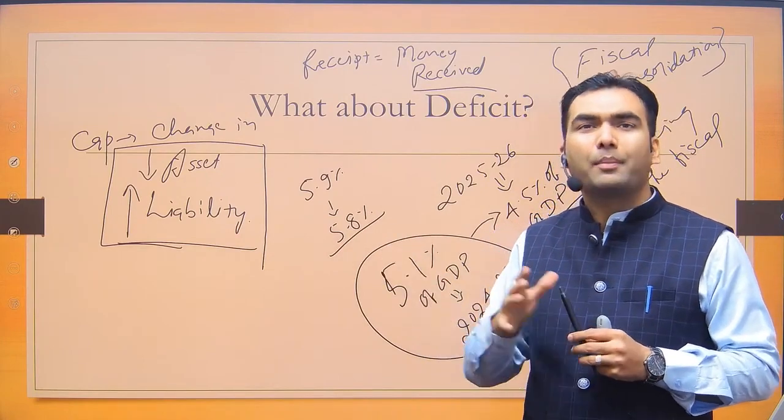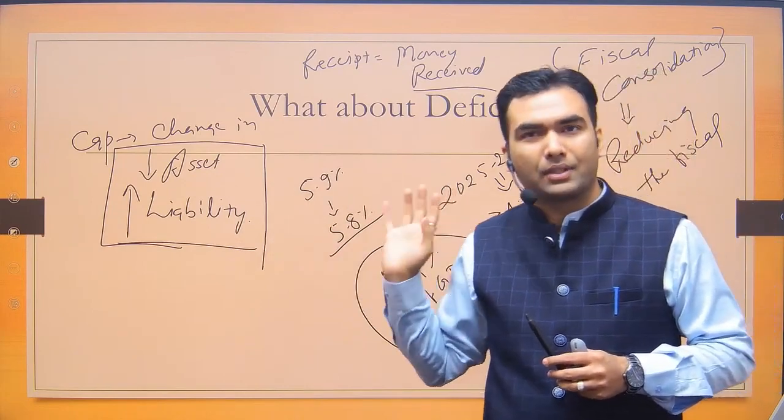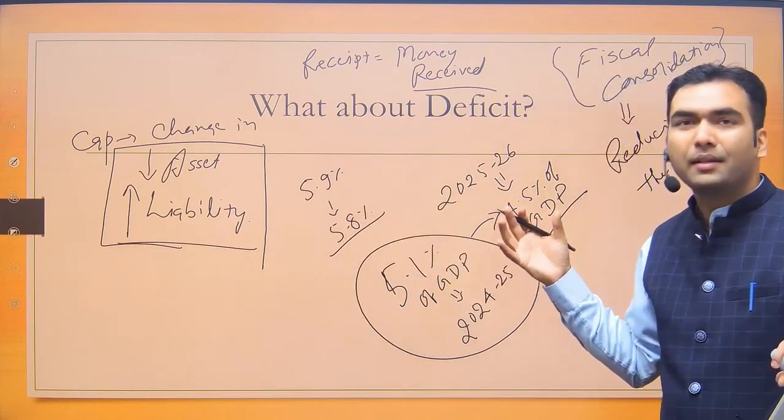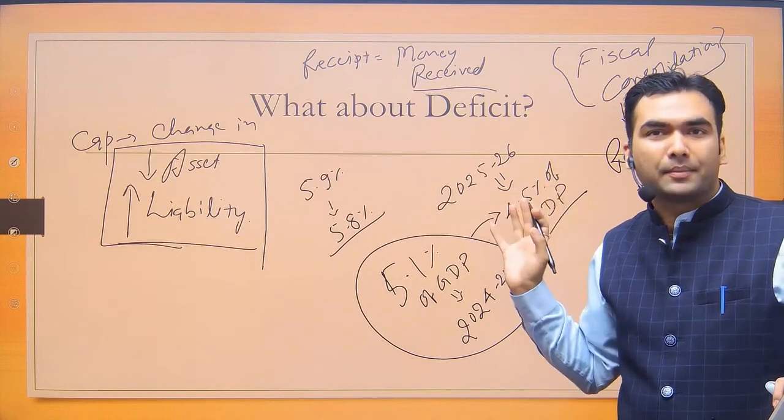A small amount of capital receipt would always be there. We always have this fiscal deficit. You might have already discussed that a developing country will always have a deficit budget.